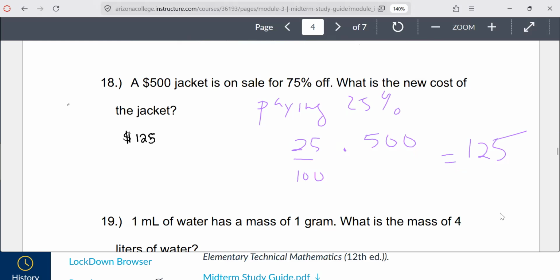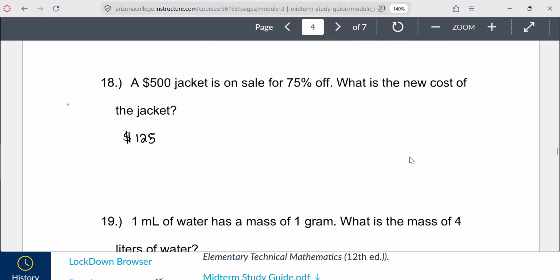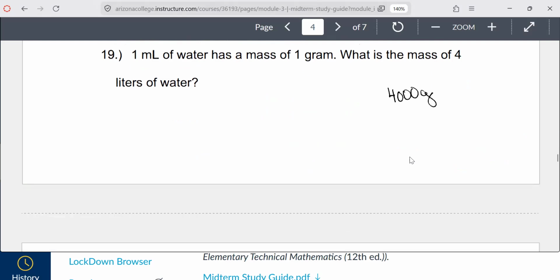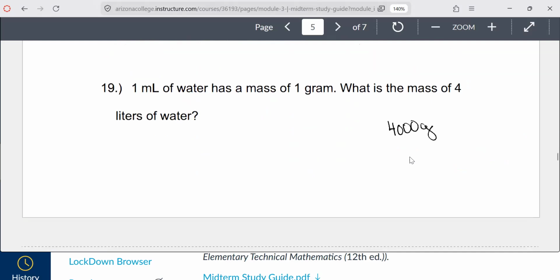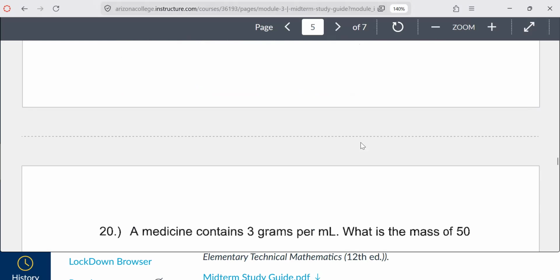Okay. All right. Number 19. So in 19, again, it's a setup. 1 ml of water has a mass of 1 gram. So 1 ml of water divided by 1 gram equals, and then you set up the mass of 4 liters of water. So you set it up. So this one, I'm going to skip it. So you do it by yourself.